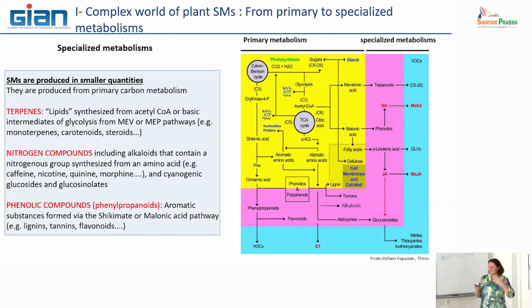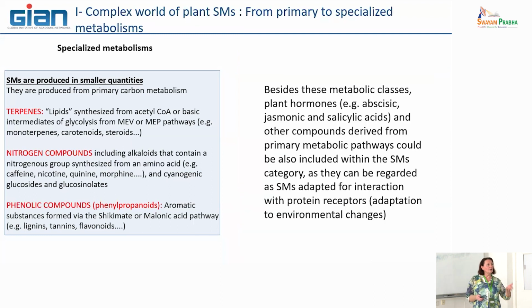What is also important to keep in mind is that besides these metabolic classes you see here, lots of other types of molecules are now considered as specialized metabolites. For example, all the hormones, the phytohormones, are now well known to be specialized metabolites, even if they are more ubiquitous. All plants are able to produce abscisic acid, jasmonates, and also auxin and so on. But they are derived from pathways that are included in specialized metabolic pathways.